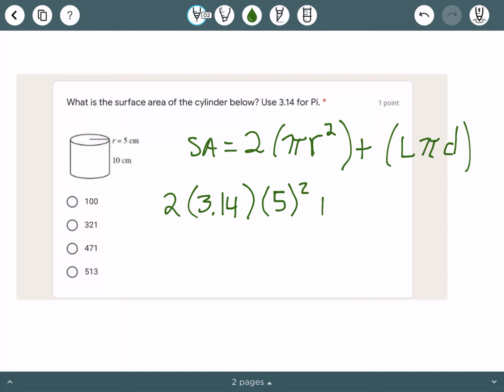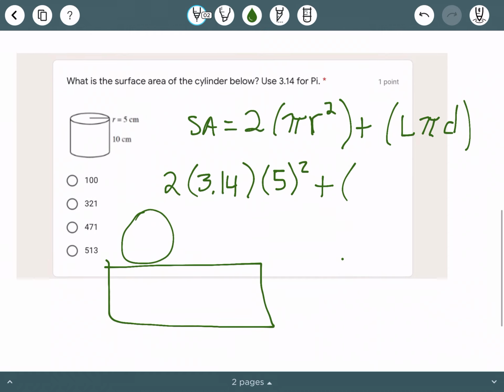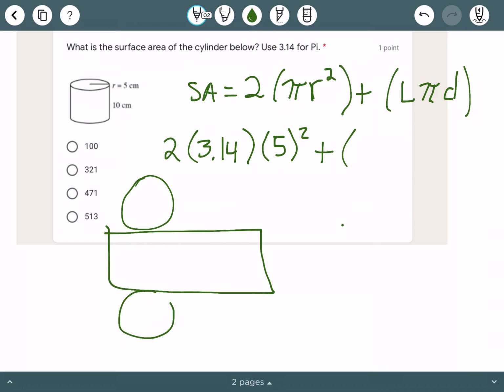Now we want to add that to L, which signifies the length of the rectangle. And remember, if we put this into a 2D shape, it's going to look something like this. So the length is that 10, so it's actually the height of the cylinder. So we've got 10, and then remember we're using 3.14 for pi.